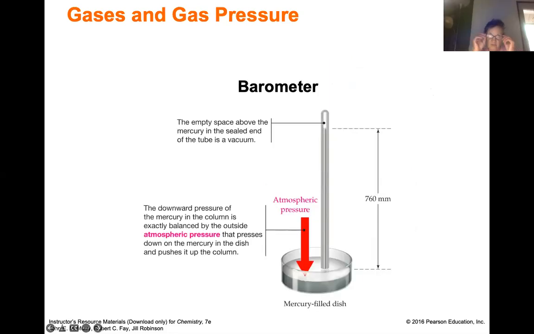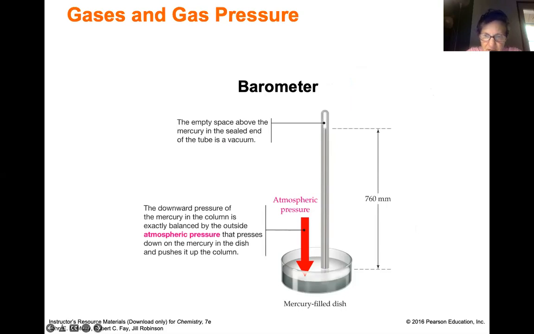If you have a system of gases, it's going to be at a temperature, some volume, some number of moles, and some pressure. We know how to measure volume and temperature, but we really haven't talked about how you would measure pressure. So if you want to measure atmospheric pressure, you're going to use something called a barometer.